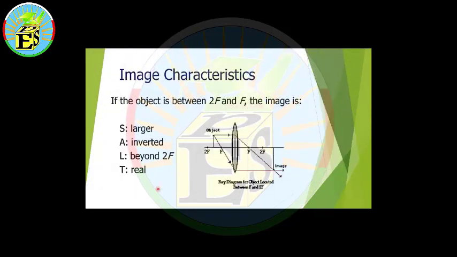If the object is between double f and f, what is the image? If we change the position of the object to between 2f and f, the characteristics of the image are different. At first, it's larger and inverted. It will be farther than double f, and real.